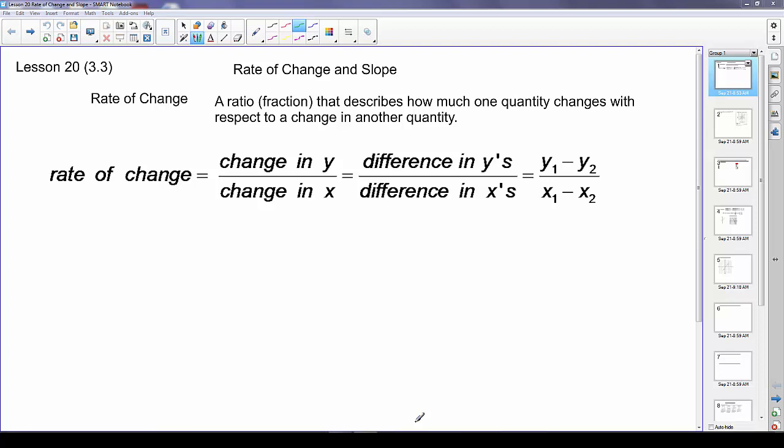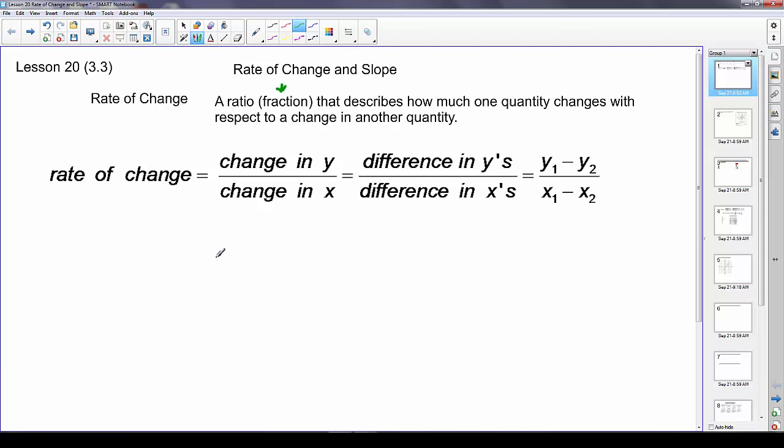Rates of change and slopes are the next thing we're going to talk about. By definition, the rate of change is a ratio, and ratios we know are also fractions, that describes how much one quantity changes with respect to a change in the other quantity. So rate of change is basically expressed, in terms of graphs, as change in y over the change in x, and change means difference, so the difference in y's over the difference in x's.